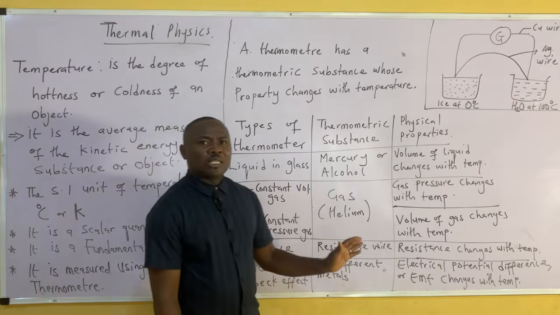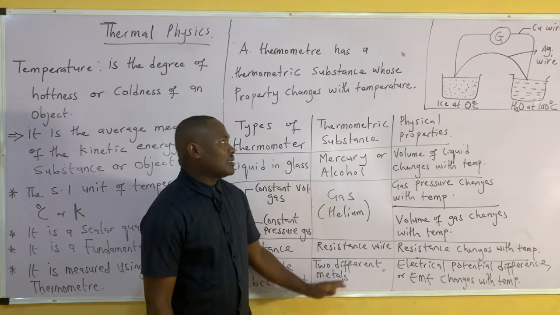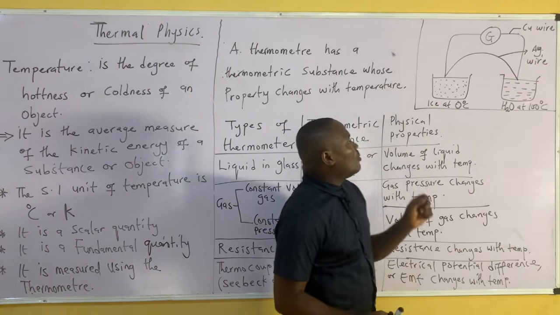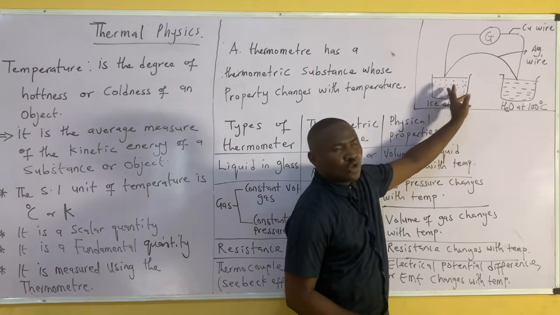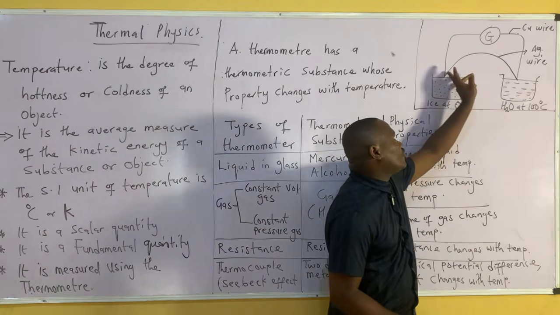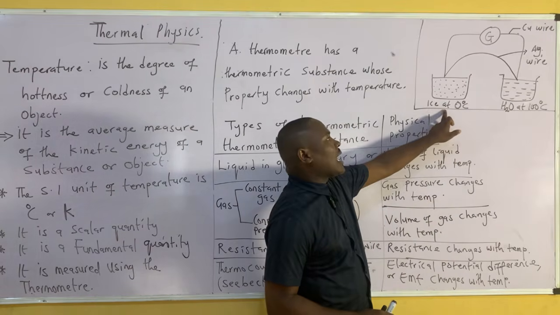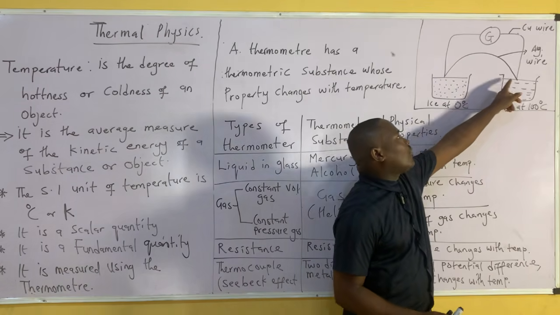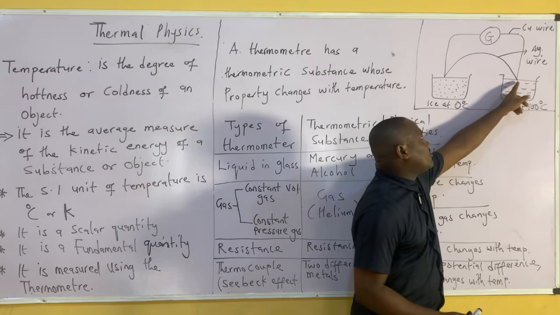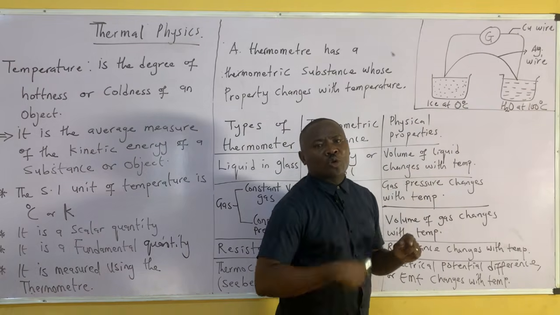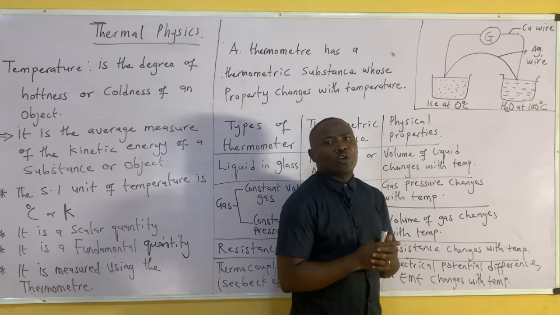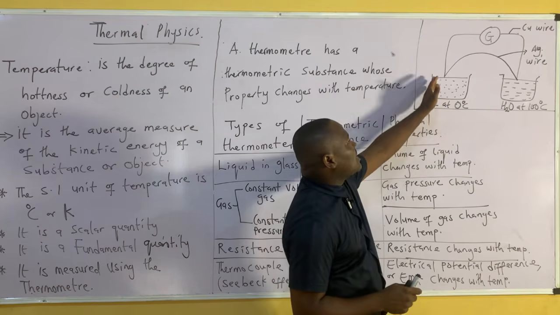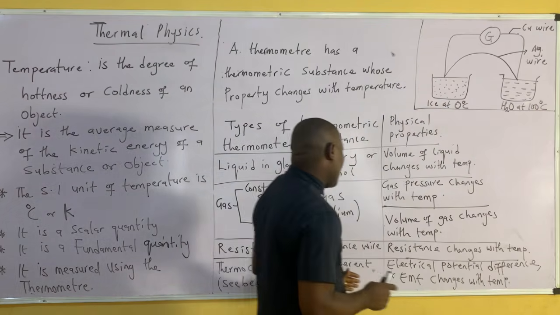It functions with a thermometric property of two different metals. Now, if you look up, you see a picture here: two different metals, silver wire and copper wire, placed at two different junctions of different temperature. This is ice and this is boiling water. The difference at these junctions will result in a release of electric current in this circuit. Now we have this converting heat energy to electrical energy. That's all about the thermocouple.